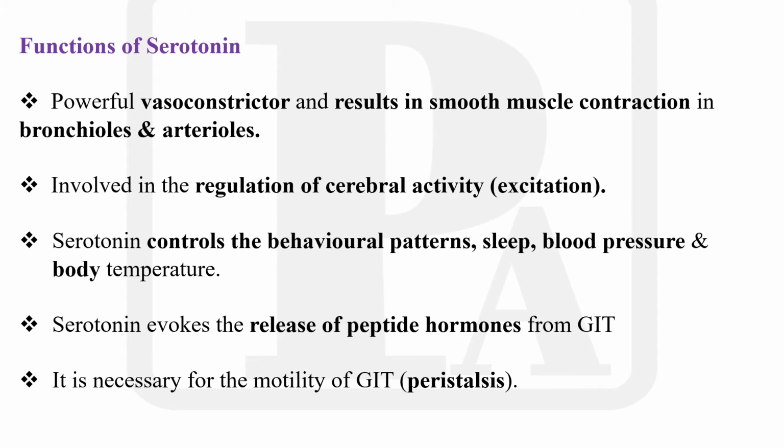Now we'll see the functions of serotonin. It is a powerful vasoconstrictor. That's why it results in contraction of the smooth muscles, mainly in the bronchioles and arterioles. It is involved in the regulation of cerebral activity. It controls behavioral patterns, sleep, blood pressure and body temperature. It releases peptide hormones from the GIT. It is responsible for the motility of the GIT, that is, peristaltic movement.